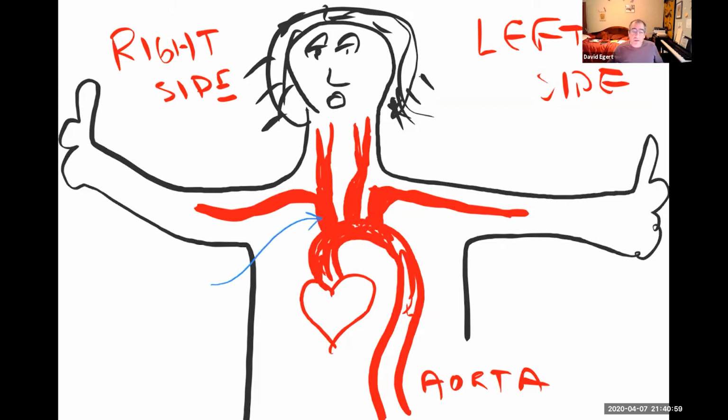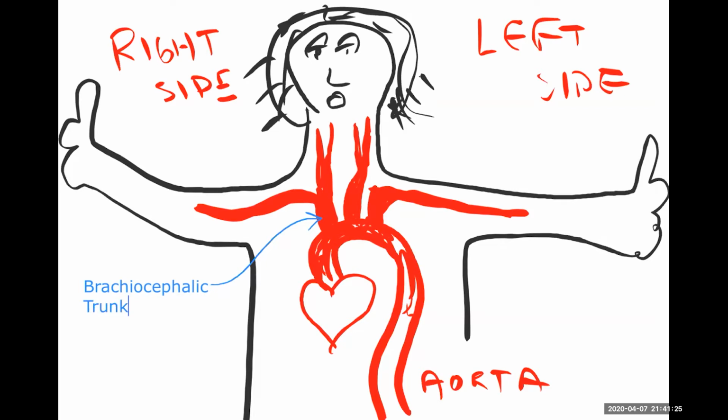This first big vessel that is coming off of the heart here is called the brachiocephalic trunk. From its name, brachio, what is brachium? Arm. And cephalic is head. So it's supplying the arm and the head. Brachiocephalic trunk is the thing that's going off to the arm and the head.